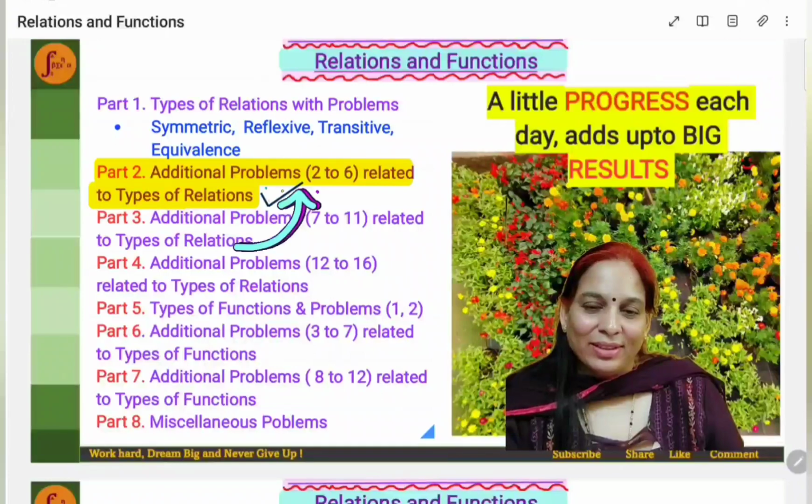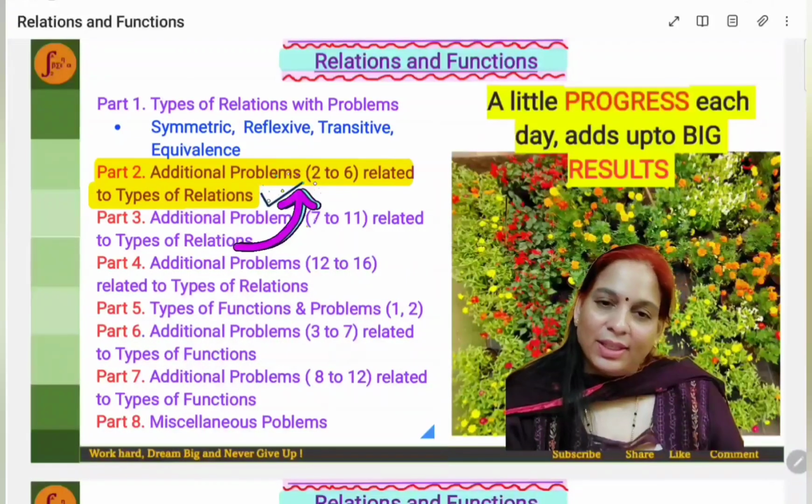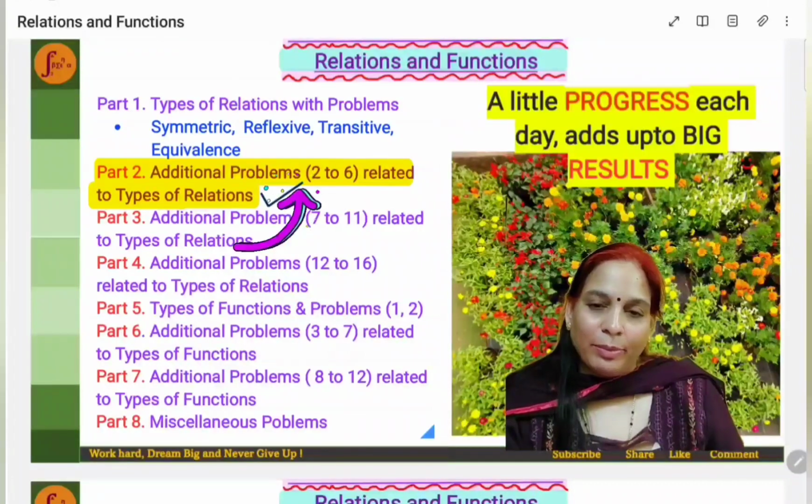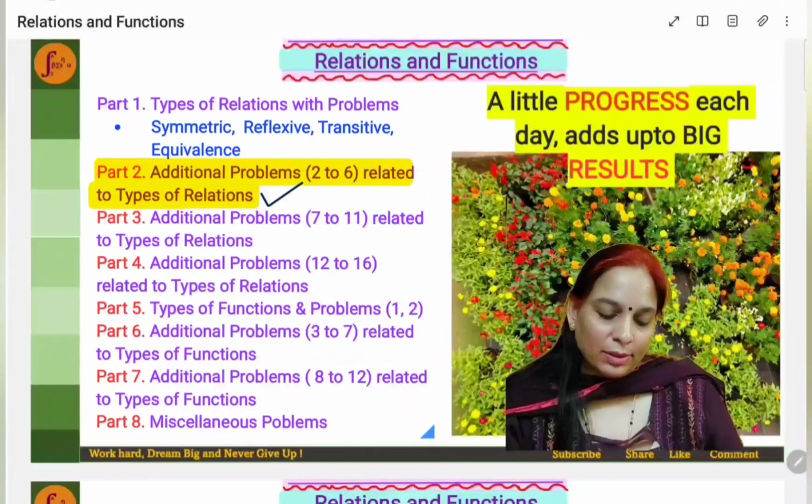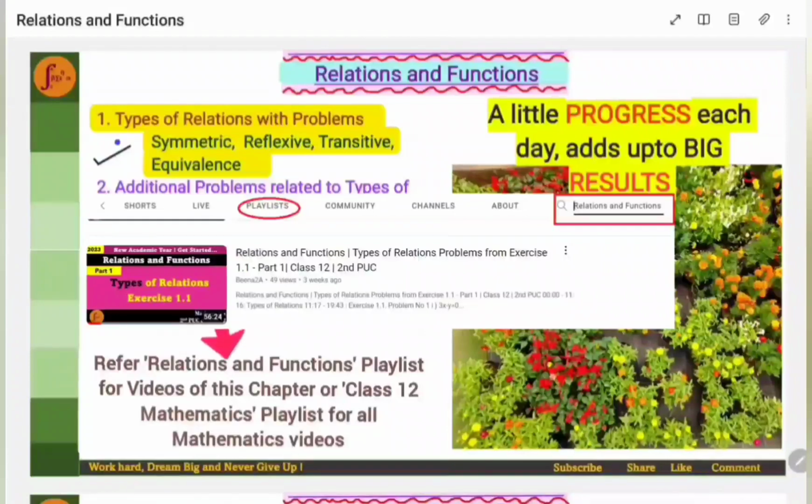Hi everyone. In this video we'll go through additional problems related to types of relations. Basically, in the previous video we covered different types of relations. Here in this video we'll go through additional problems. You can refer to the relations and functions playlist for videos specific to this chapter, or the class 12 mathematics playlist, which has all the videos specific to mathematics.